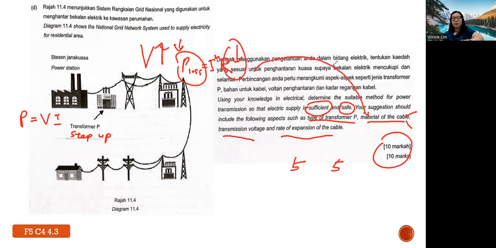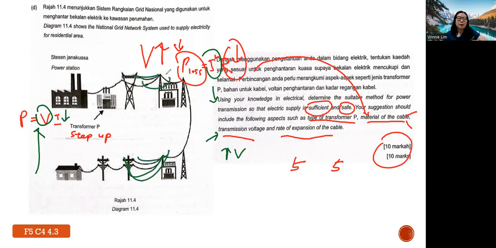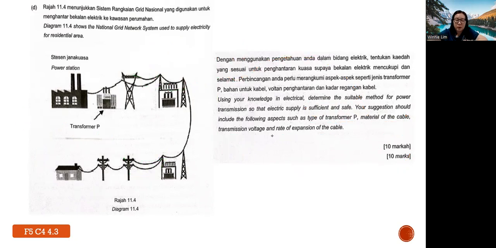Also, we are talking in terms of material. Or you have to reduce your current. If you want to reduce the current, what happens to the voltage? You need to increase it. That's why your transmission voltage has to be increased during the whole transmission, to reduce the current and hence reduce power loss. And for the rate of expansion of the cable, you can say medium or low, because you do not want the cable to sag a lot. Sag a little bit is okay already. Sag too much, then it will break and so on.